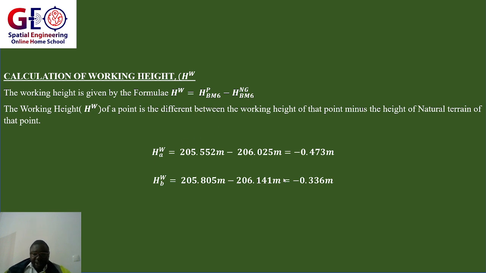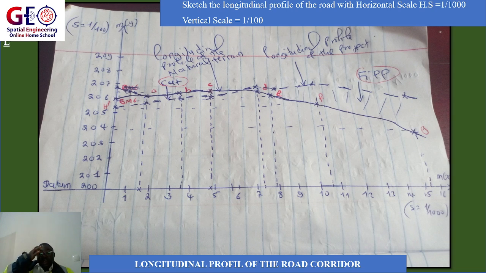So this is the height of natural ground of some points we have calculated. Now the last question was to realize the longitudinal profile of the natural ground and the lateral profile of the project height. If we look at this sketch, this is the longitudinal profile of the natural ground, represented in thick lines, and we have another profile, the lateral profile of the project height, represented in dotted lines.